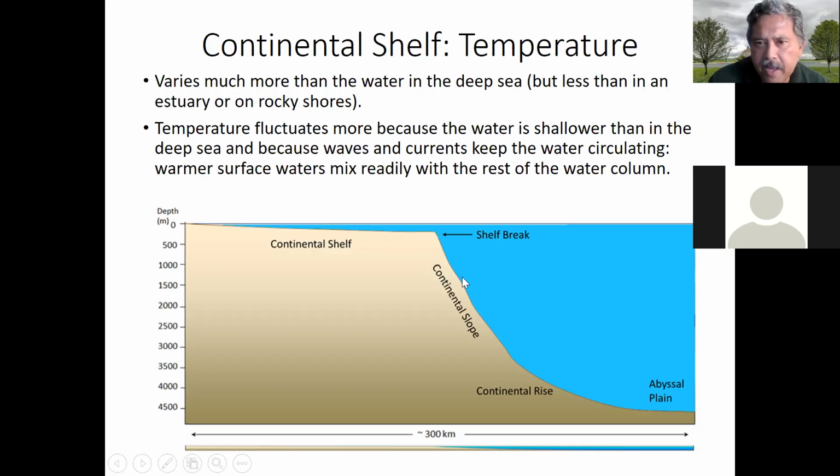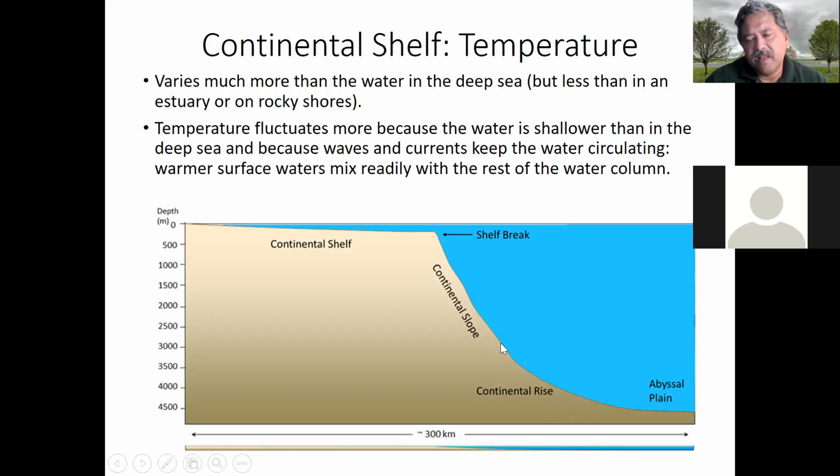Now, this map, or this cross section, is a little misleading because it looks like it's really, really shallow, and you can't walk out there. This is 200 meters, which is about 600 feet. So that's deeper than you can probably imagine, but that's what the continental shelf is. And there's the slope and the rise. This is the break, where the angle changes very rapidly, but then this is called the slope.